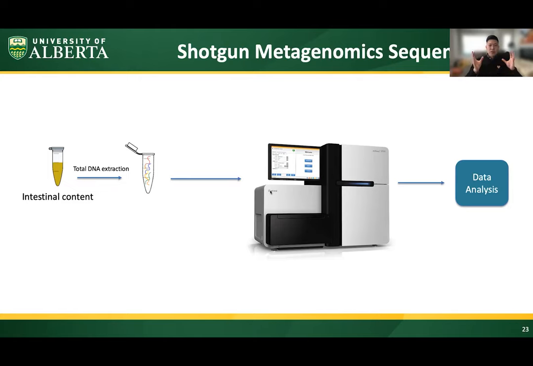In other words, with shotgun metagenomics, we can see directly into the microbial genome and see what their genetic potentials are to help the host or to harm the host. For example, what substrates the microbes can break down and what products they can synthesize.